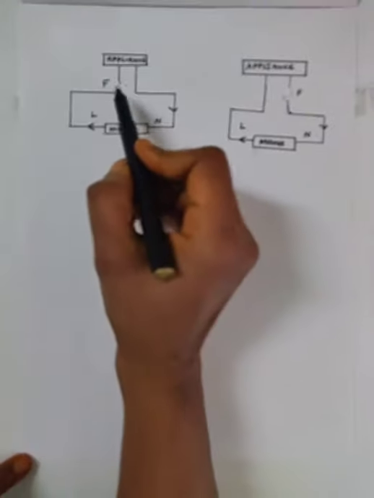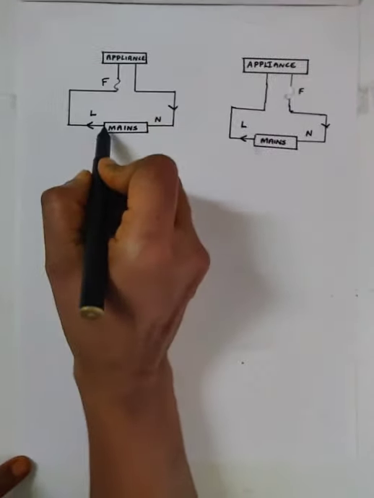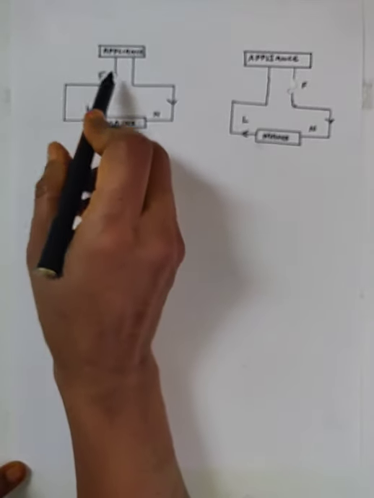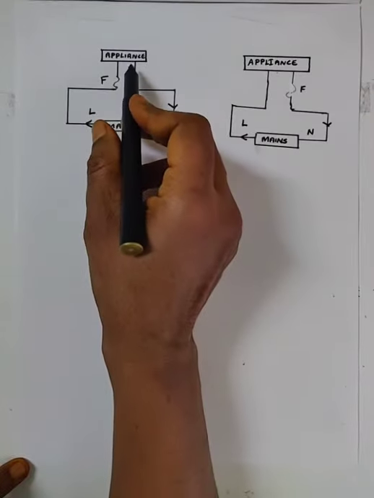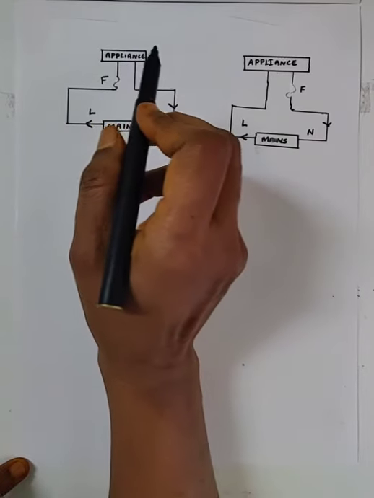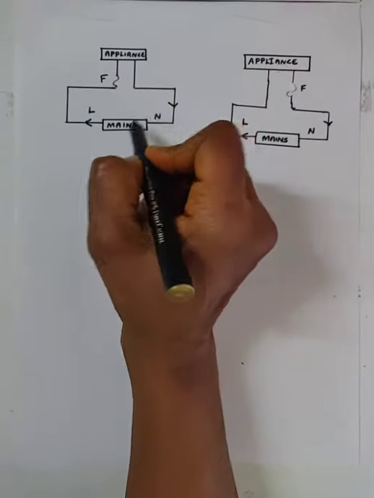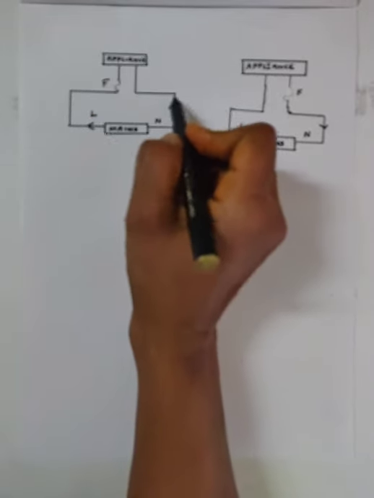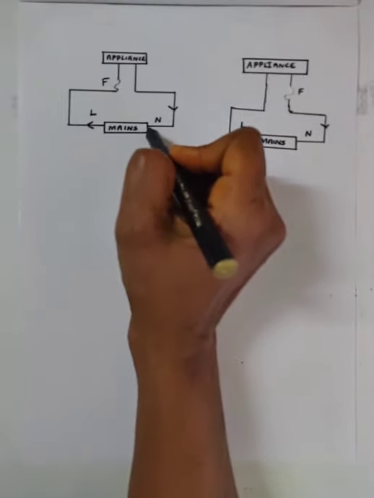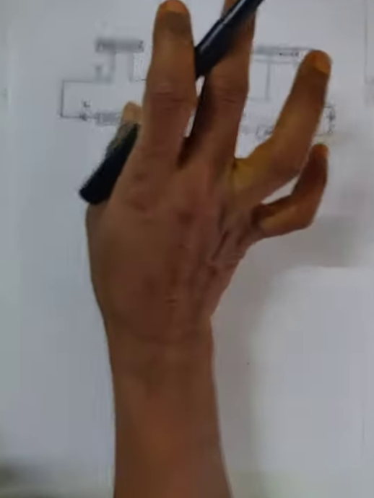Here I show the circuit diagram where the fuse is connected in the live wire. From the mains, two connections are taken. The live wire is connected to the appliance through the fuse. The neutral wire from the mains is directly connected to the other terminal of the appliance. The current flows into the appliance through the live wire and the return path takes place through the neutral wire. The current flows into the appliance and it works.